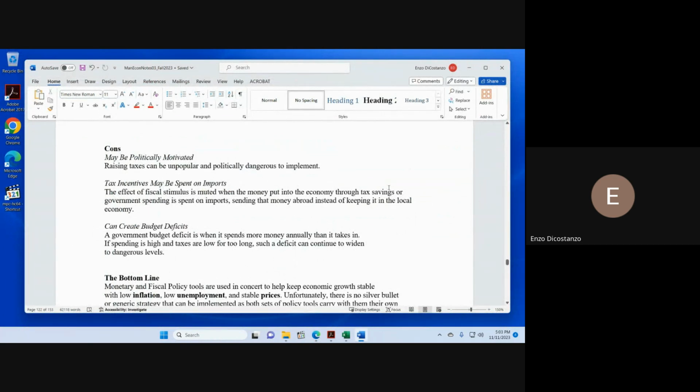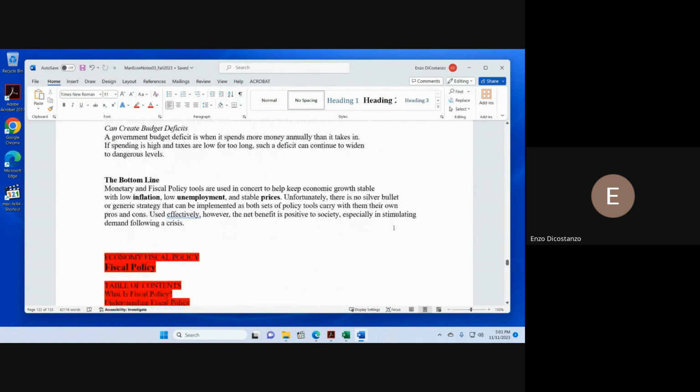Again, you can start creating budget deficits. If spending is high and taxes are low for too long, such a deficit can continue to widen to dangerous levels. And just finishing off, these are tools used in concert to help keep economic growth stable, with low inflation, low unemployment and stable prices. There's no silver bullet or generic strategy, as both sets of policy tools carry their own pros and cons. Used effectively, however, the net benefit is positive to society, especially in stimulating demand following a crisis.